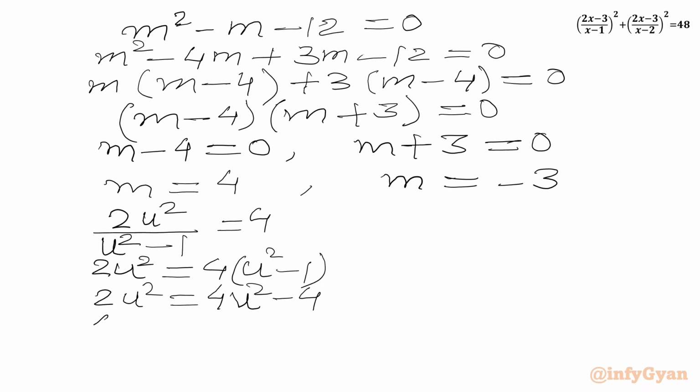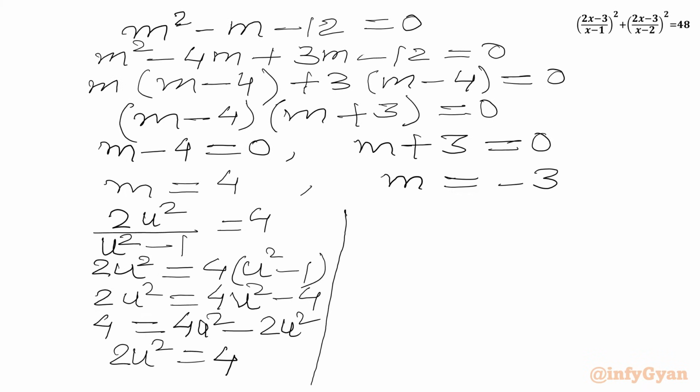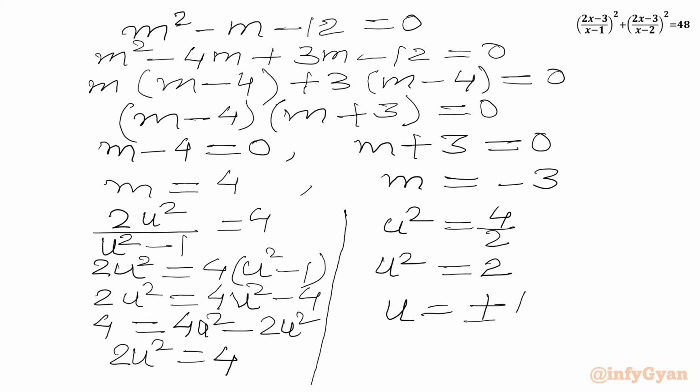Now we will take 2u square to the RHS and minus 4 to the LHS. So 4 will be equal to 4u square minus 2u square. This will be equal to 2u square equal to 4. Now we will divide both sides by 2 and write u square equal to 4 over 2. So we will write u square will be equal to 2. After taking a square root both sides, we are going to get two real u values, plus minus square root 2.